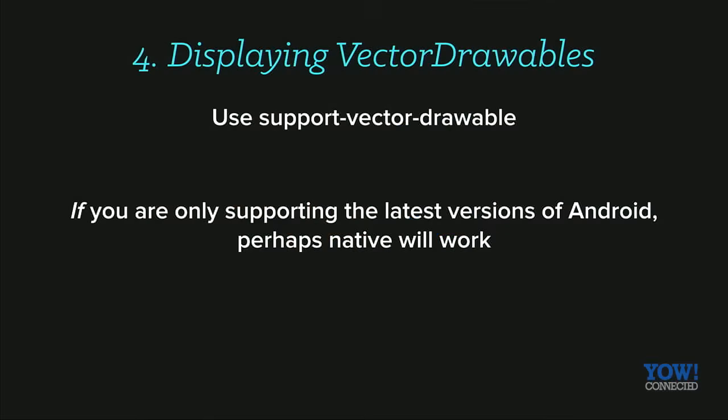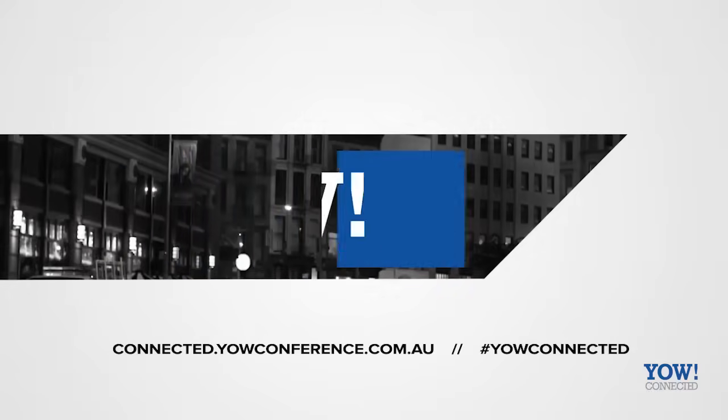Lastly, to display your vector drawables inside your Android app, use the support vector drawable library. It's got the least trade-offs of all the approaches. If, and that is a very big if, you're only supporting the very latest versions of Android, then perhaps native will work. So I hope you folks have a lot of success following the Mark and Luke 4-step vector drawable plan, and I believe we've now got some time for some questions.